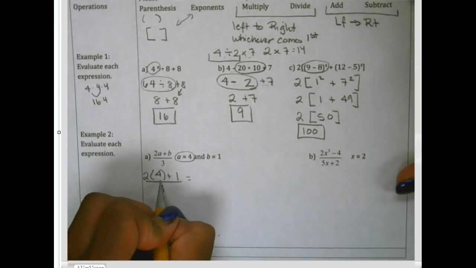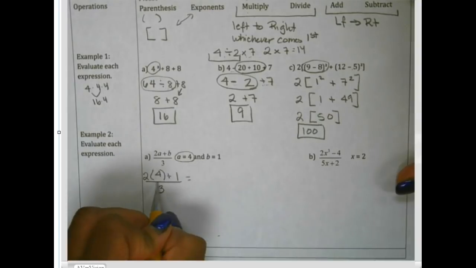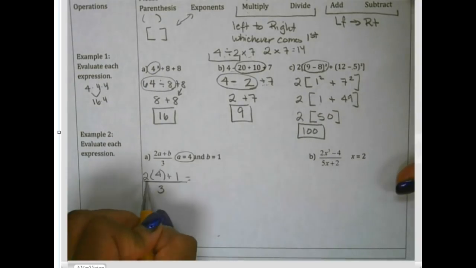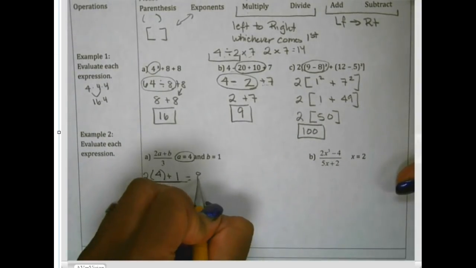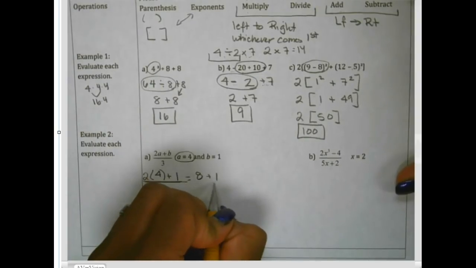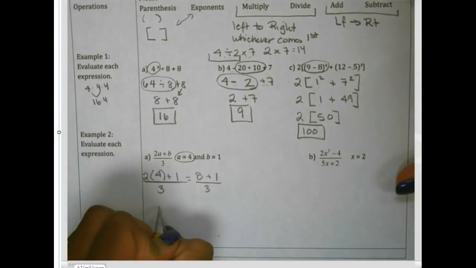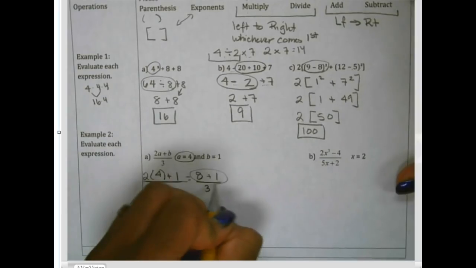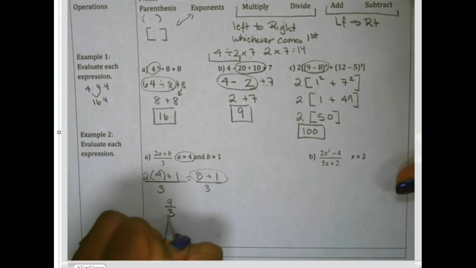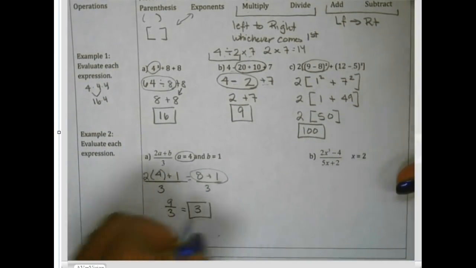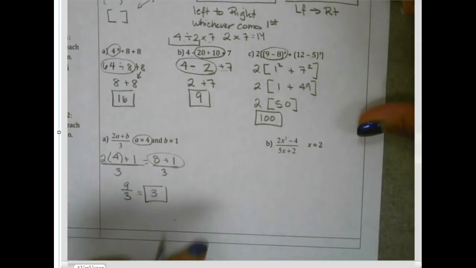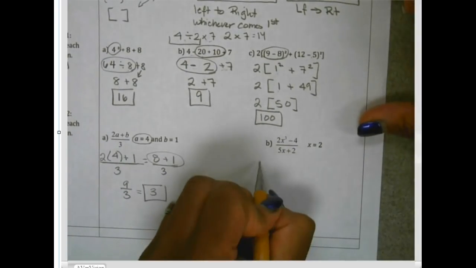2 times 4. Okay, I'm going to work the whole numerator first because that's appropriate. 2 times 4 I'll do first, which would be 8 plus 1 over 3. 8 plus 1 is my next move. That's 9 over 3, which equals 3.